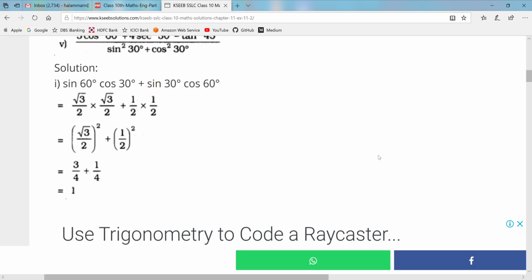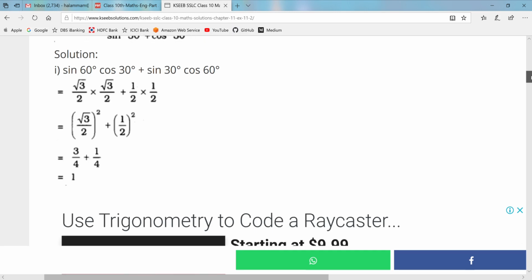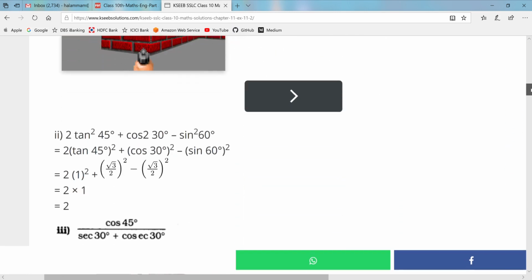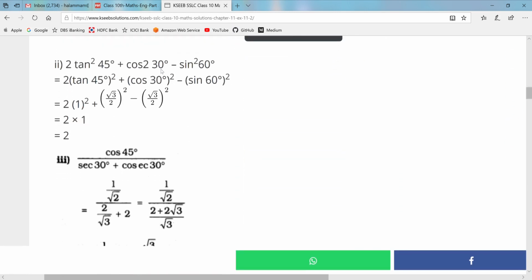So this is the type of question based on the table. Okay, go for the second question. In this one you just have to put the values of those ratios for the particular angle, so put the values and simplify. That's it. Nothing more is there in this. The second question also is the same thing.